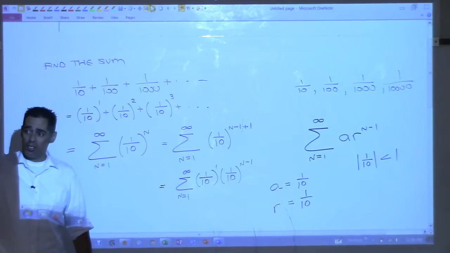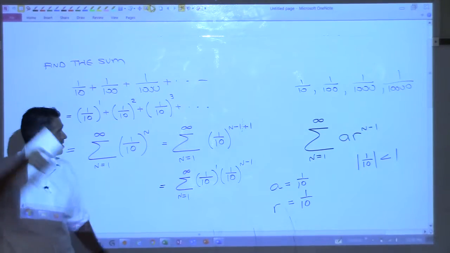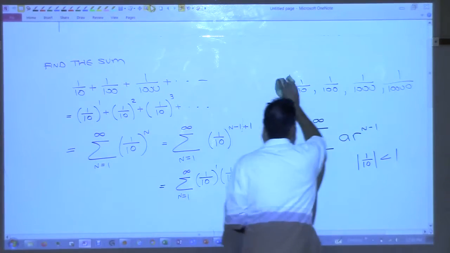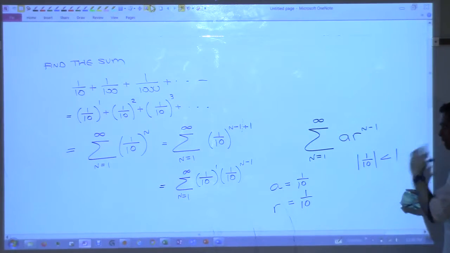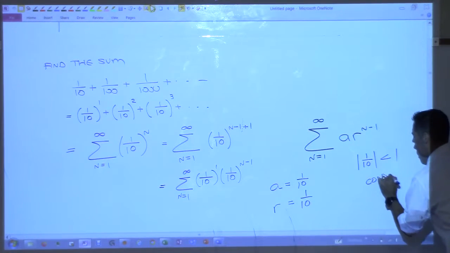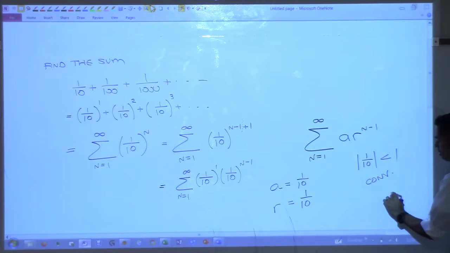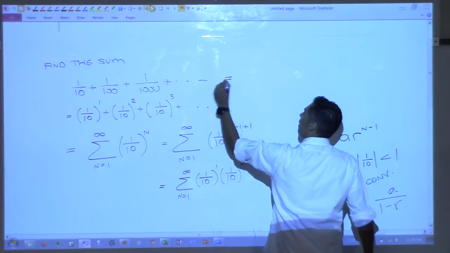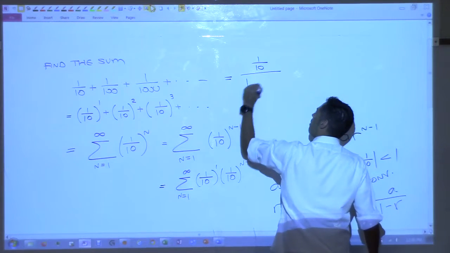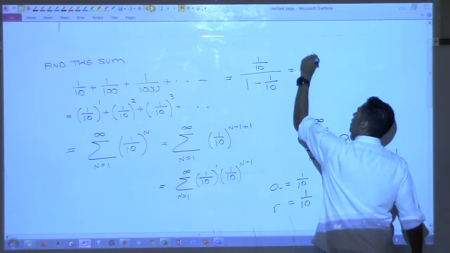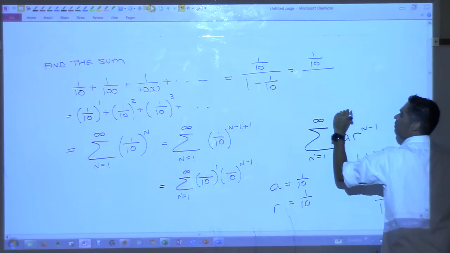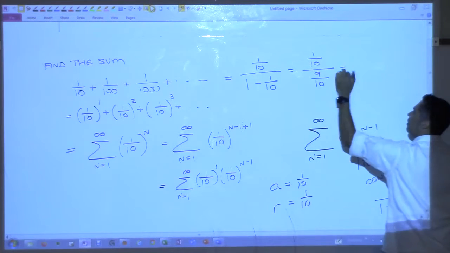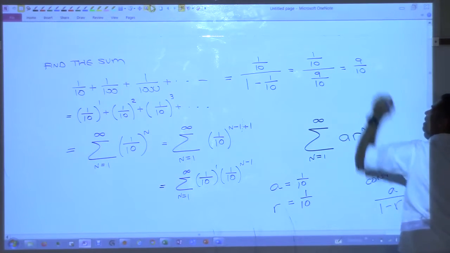Now, what does it converge to? It says it right here. What does this sum add up to be? What does the formula say? So this right here means we have convergence, and it's going to converge to A over 1 minus R, right? That's what it'll converge to. And we know what A is and we know what R is. Okay? So, what does this add up to be? 1/10 over 1 minus 1/10, which is 1/10 over 9/10. And if you reciprocate that, you get 9/10.